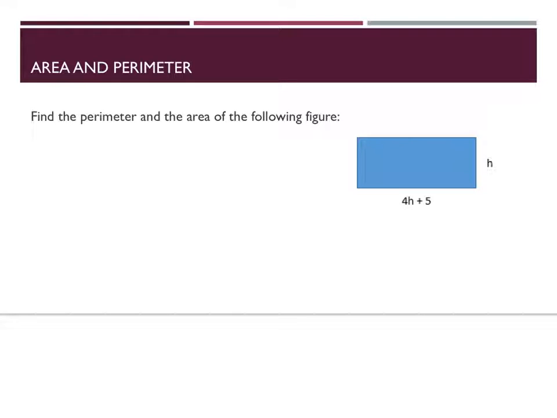Last but not least, we want to try finding the perimeter and area of a rectangle, but this time we don't have numbers, we're going to use variables. So we're going to plug in twice the length plus twice the width, and then I'm going to simplify as much as I can. So twice the length, which is 4h plus 5, plus twice the width, which is h.